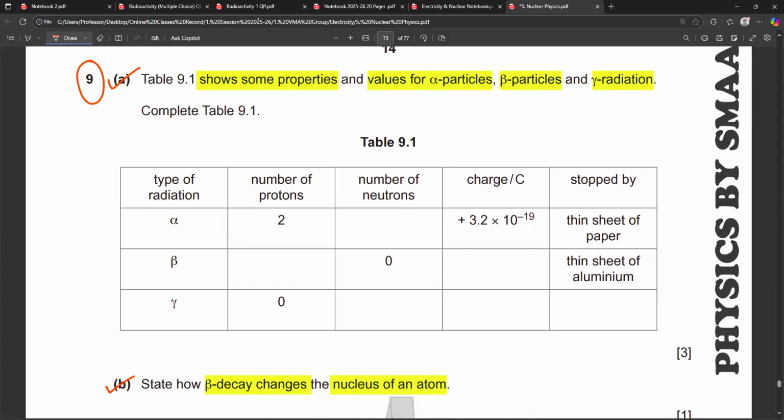So let's complete the table first. We have the number of protons given for alpha, and how many neutrons are there for alpha radiation? There are a total of 2 neutrons. So 2 plus 2 gives you 4. So alpha is like a helium nucleus. So 2 protons and 4 nucleons, right?